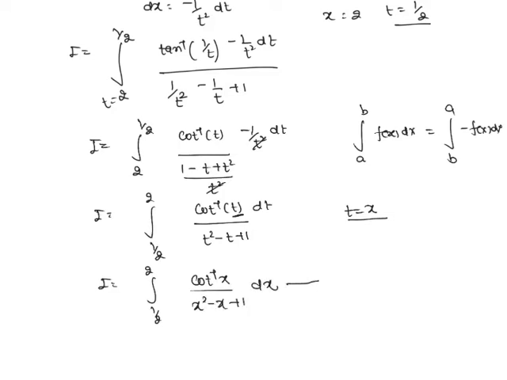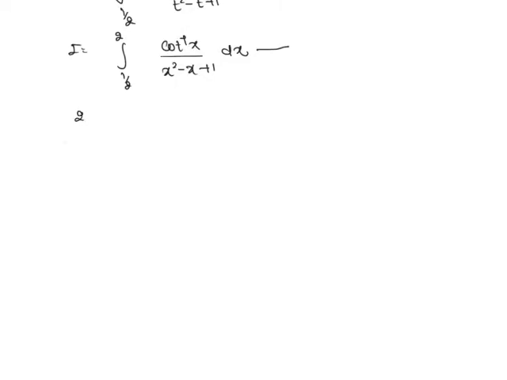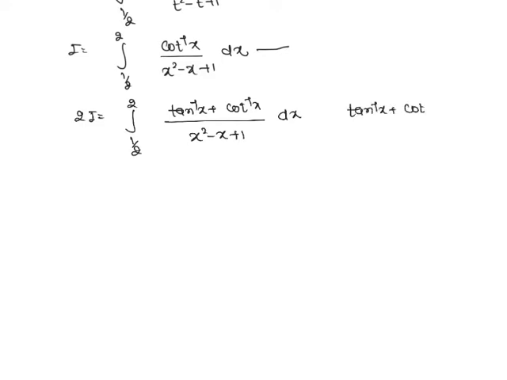Now this equation and the first equation we add, so it will become 2I equals the integral from 1/2 to 2 of (tan inverse x plus cot inverse x) divided by (x square minus x plus 1) into dx. You can see the initial problem. So from here we can say tan inverse x plus cot inverse x is nothing but pi by 2. So we can say 2I equals the integral from 1/2 to 2, this is pi by 2, and this we can make a perfect square, (x minus 1/2) whole square plus 3/4, into dx.